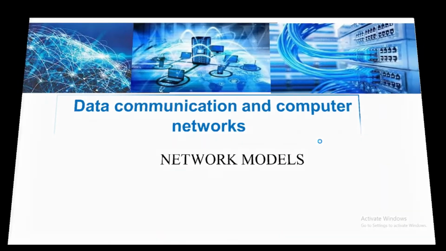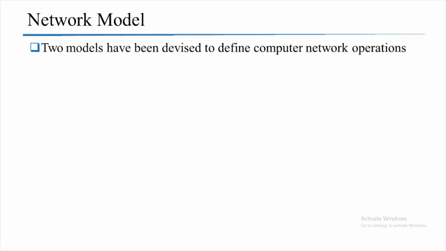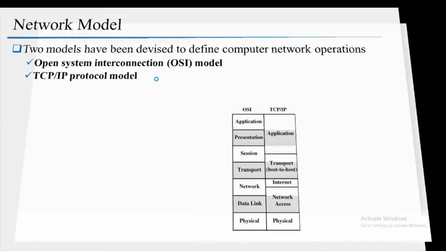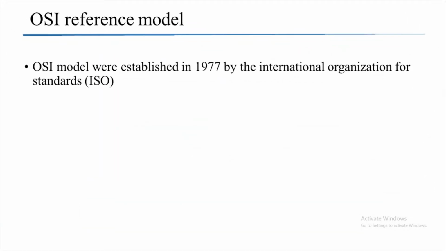Today I'm going to be focusing on the OSI reference model. So basically there are two models that have been devised to define computer network operations. The first one is the OSI reference model, or the Open System Interconnection, which is our focus in this lecture. And the second one is the TCP/IP protocol suite, which I'm going to be discussing later on. So let's directly jump into the fundamental concepts of the OSI reference model.